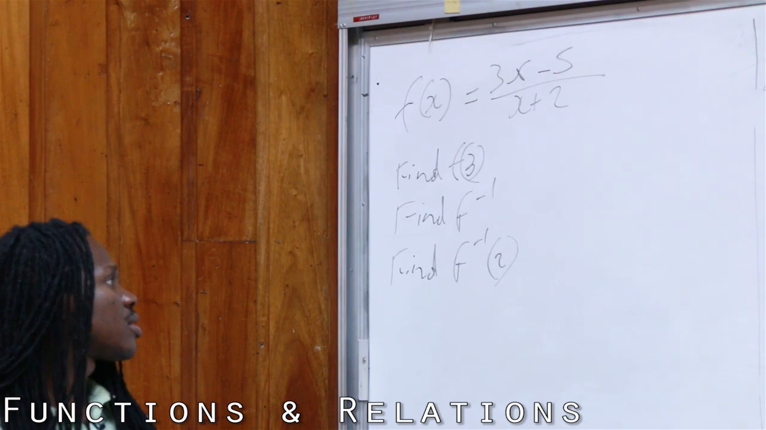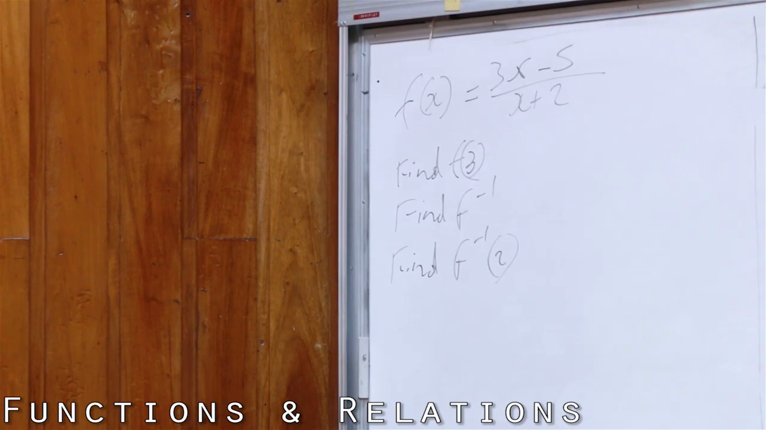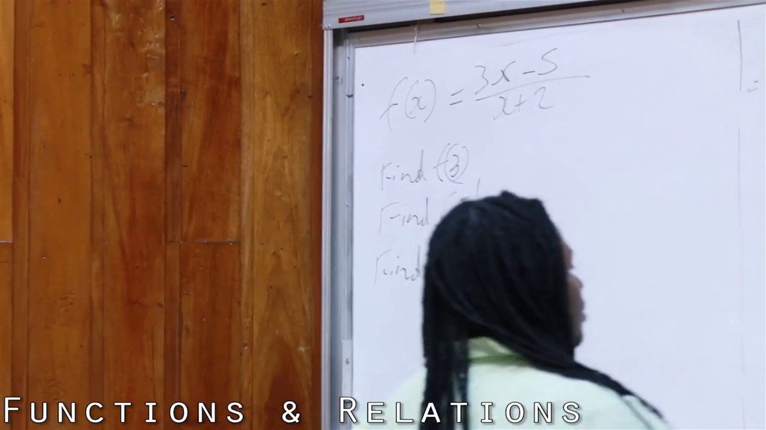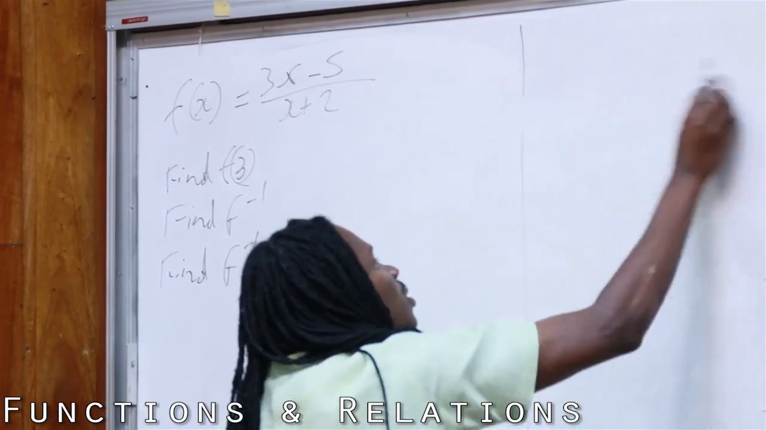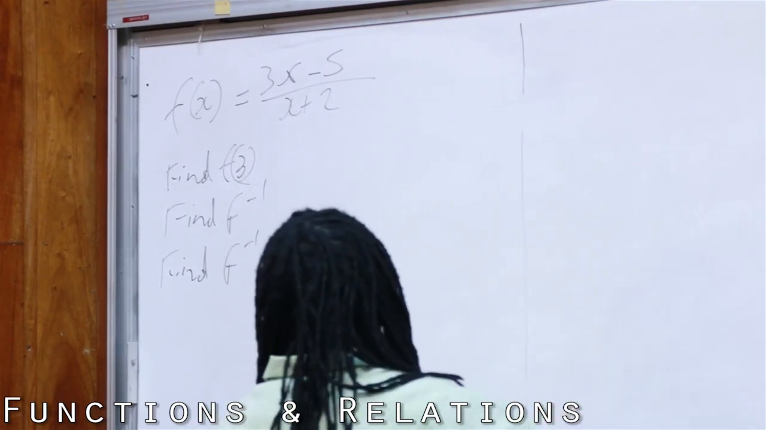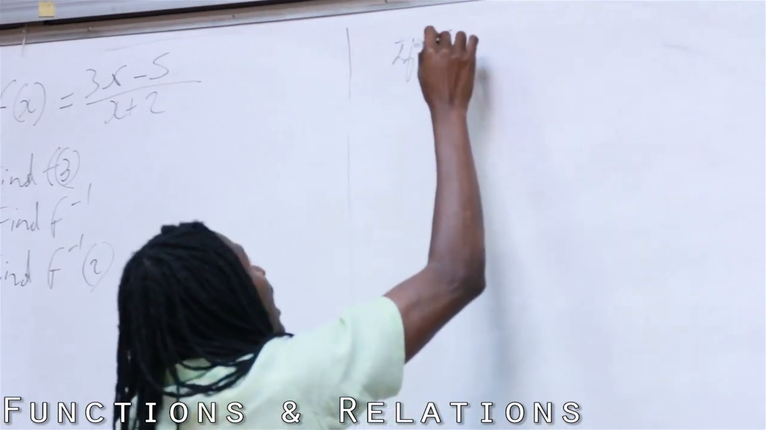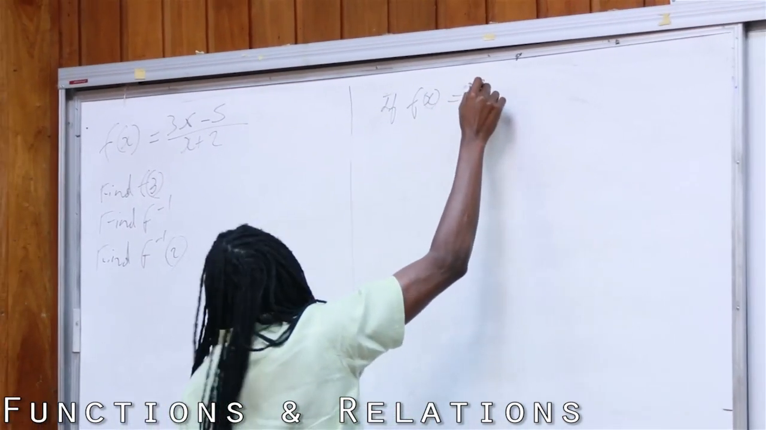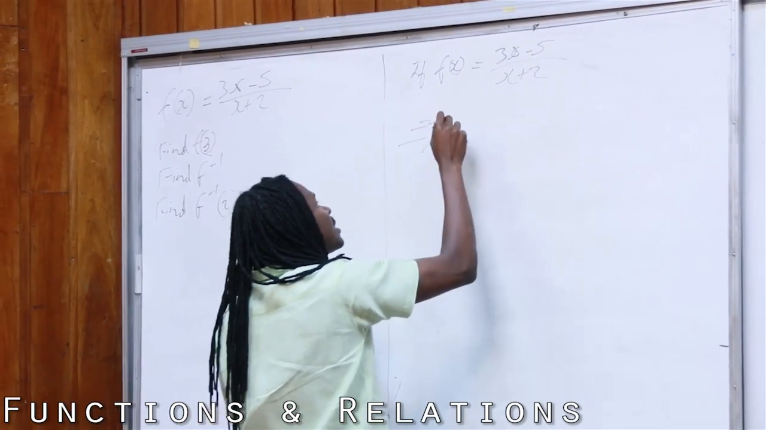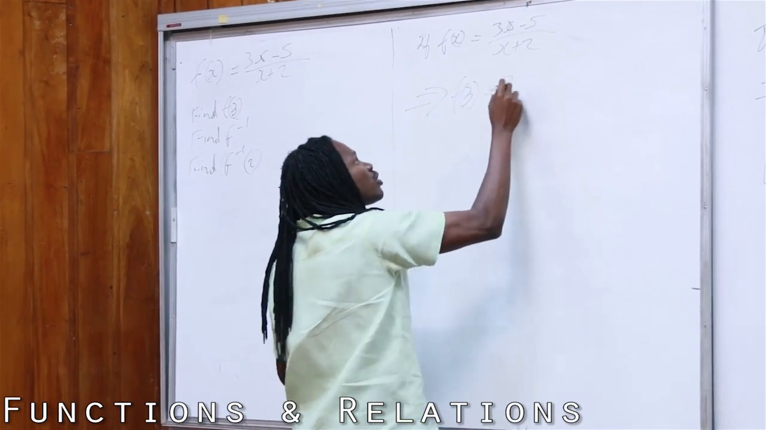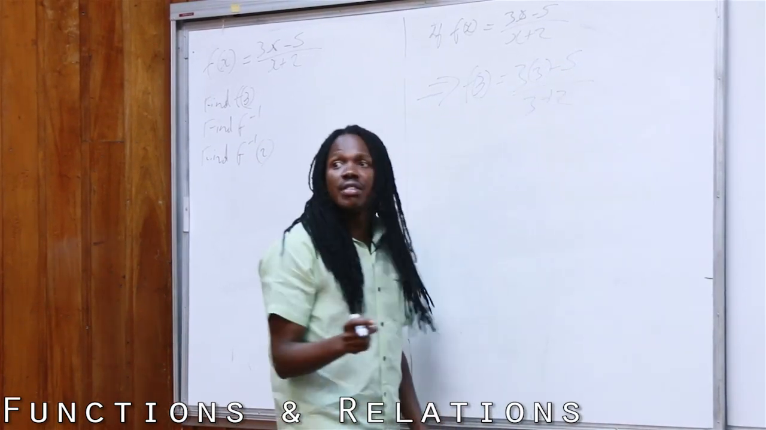F3, F2 inverse, and F inverse 2. All right. If f(x) equals (3x minus 5) over (x plus 2), it implies that f(3) equals (3(3) minus 5) over (3 plus 2). Everybody see that?